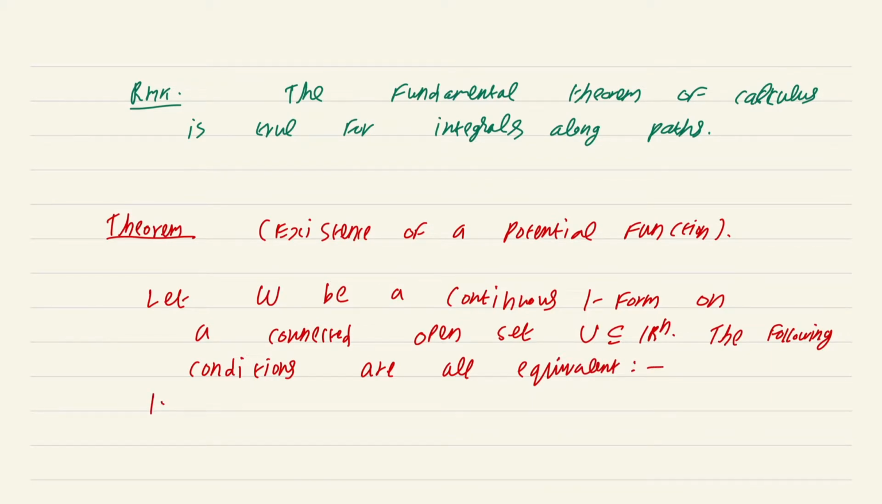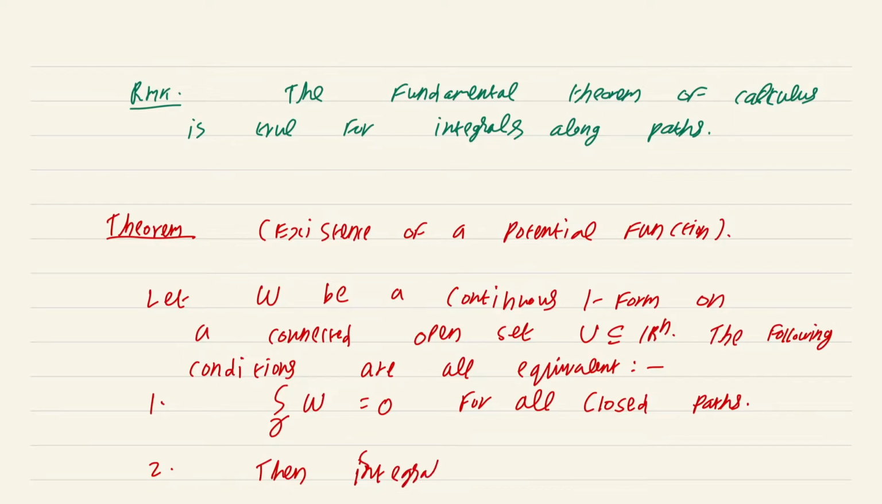Condition 1: the integral over gamma of omega is 0 for all closed paths. That is, paths that have gamma of A equal to gamma of B. Condition 2: the integral of omega along paths depends only on the endpoints.